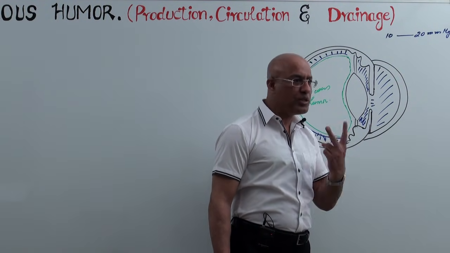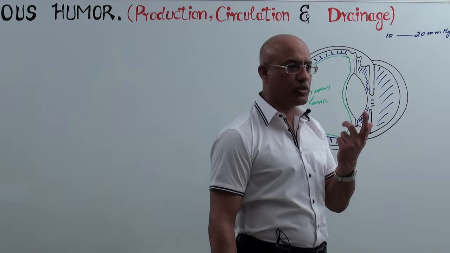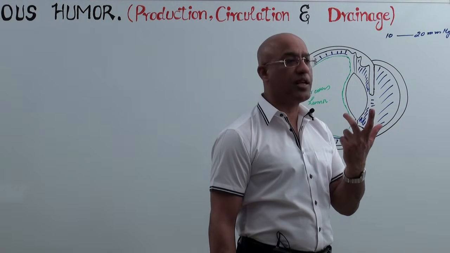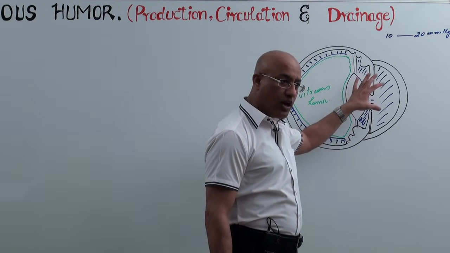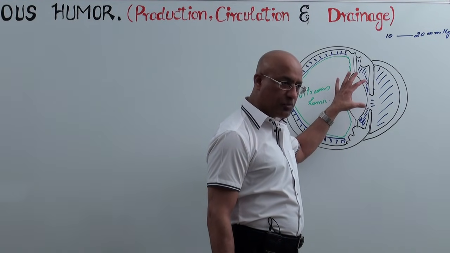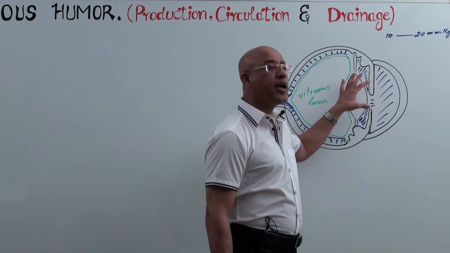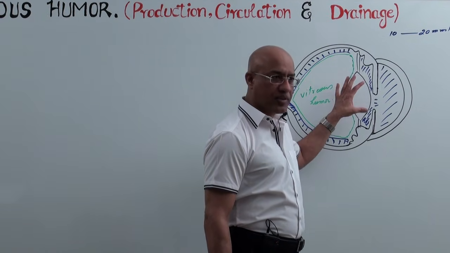So at minimum you must know two functions of intraocular fluid, especially aqueous humor: that it keeps the eyeball distended so that it works optically well, and that it keeps the optical structures in proper contours and proper places.